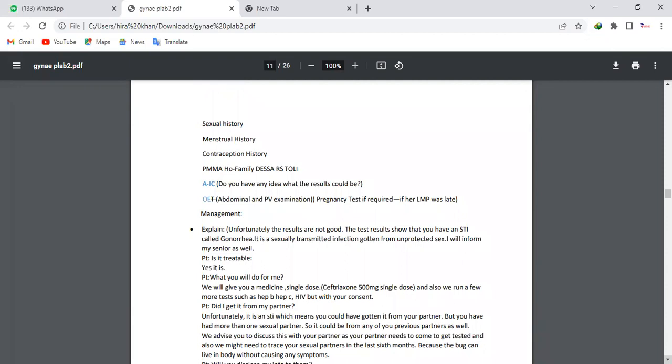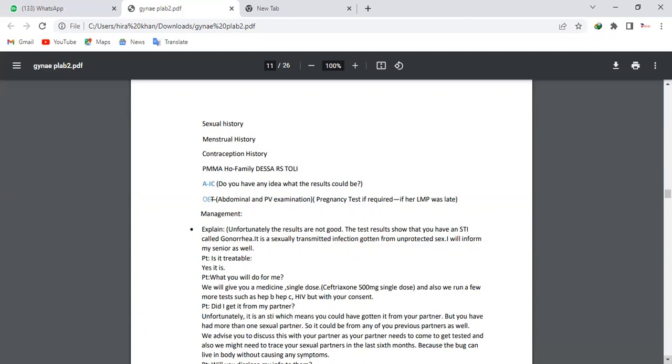Now, I have a question here. First of all, how are you going to explain it? Unfortunately, I'm really sorry to say, but the results are not good. Your tone must be very low. Unfortunately, Sarah, the results are not good. The results show that you have a sexually transmitted infection, that is gonorrhea. Let it sink in. It is basically a sexually transmitted infection gotten from unprotected sex. As you have told me that you have had multiple partners previously and you have had unprotected sex, it is one of the risk factors for STI. Are you following me?